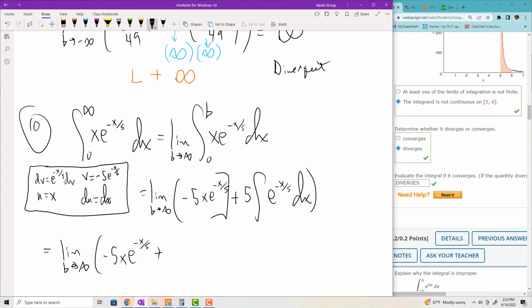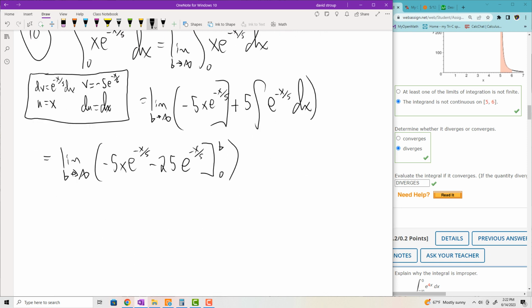Then I integrate the second guy, so we know the integral is negative 5e to the negative x over 5. There's already a 5 in front of it, so it's going to be negative 25e to the negative x over 5, and then we have to evaluate this from 0 to b. Okay, so evaluate it. Negative 5b e to the negative b over 5 minus 25e to the negative b over 5 minus, now you plug in a 0, so this will be 0, and then minus 25e to the 0.